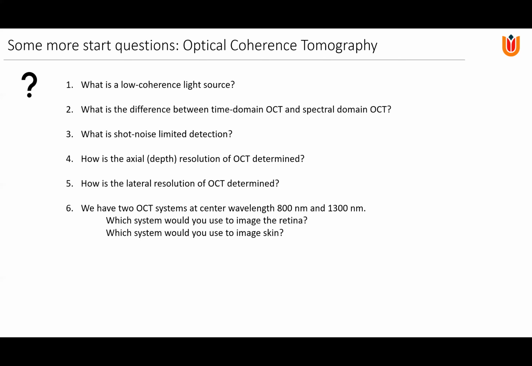skin, where you would want to look a little bit deeper, you would prefer a lower scattering coefficient. So you have the trade-off here. For the retina, it is mainly determined by the absorption coefficient of water, which is a lot. So then you pick probably 800 nanometers for the skin.